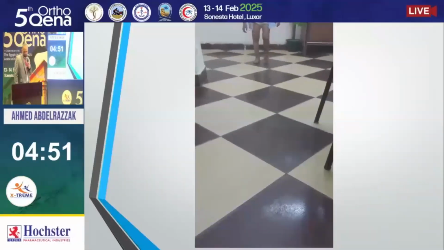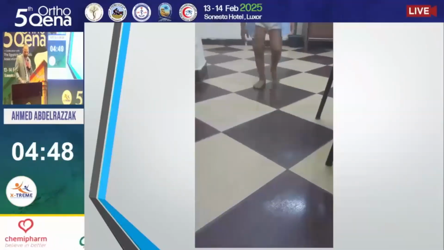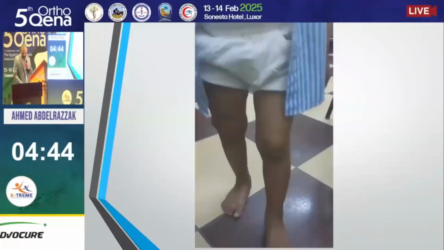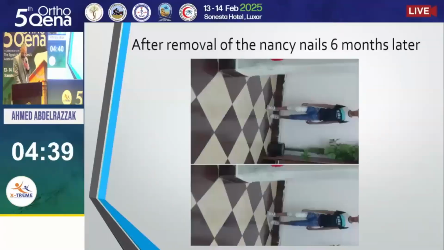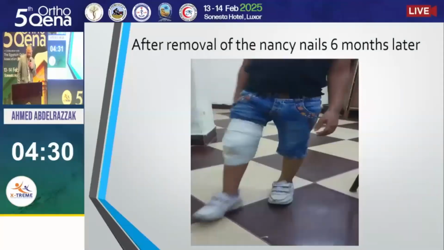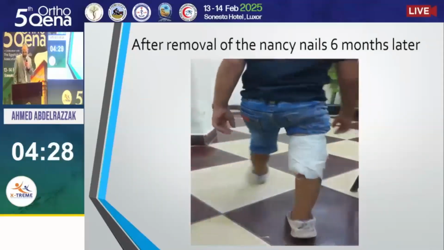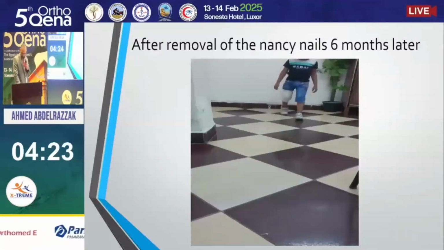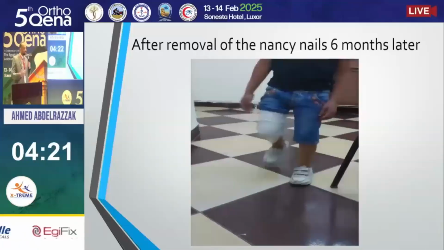And this is the gait of the patient before removal of the Nancy nails. The prominence of the Nancy nails is obvious. After complete union, at 6 months, we removed the nails, and the patient walks nicely. And we hope they return again.